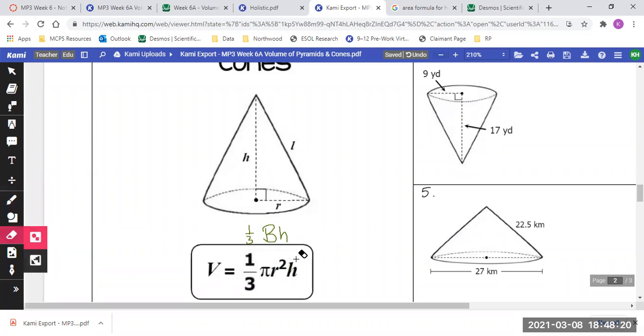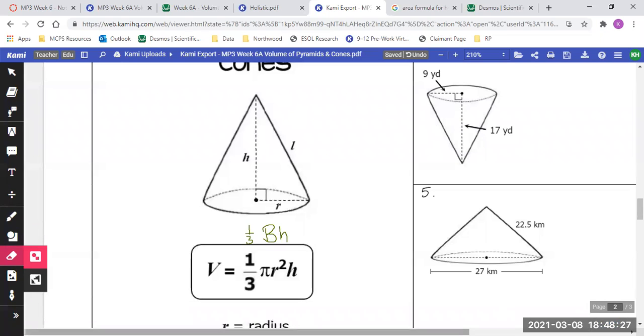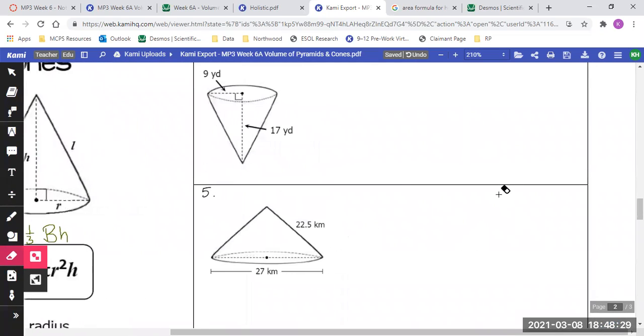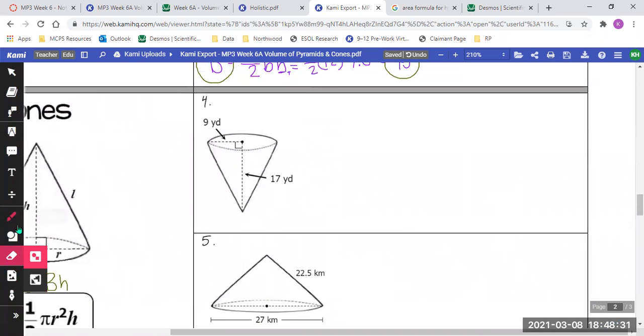But that's how math is. How do you remember it? How do you think about it? That is the important stuff right there. Let me get rid of that. All right. The reason I like that idea that it's 1/3 big B base times height is that I could always write that down.